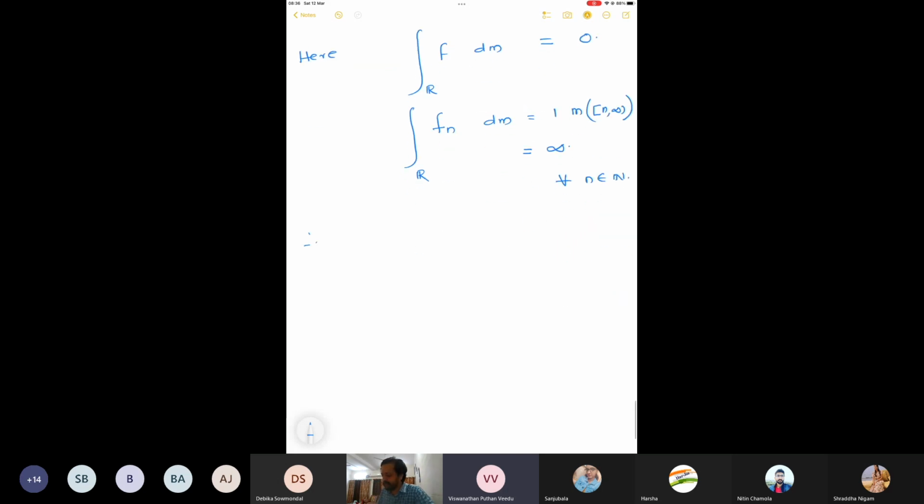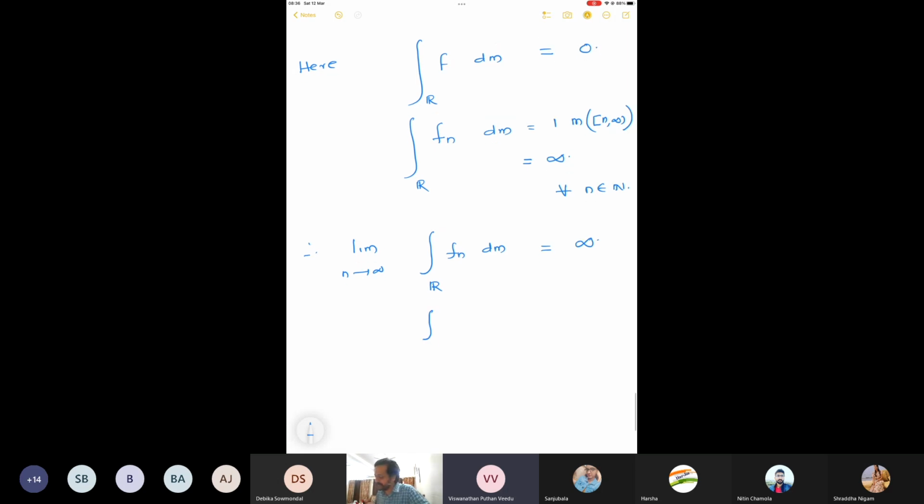Therefore, limit n tending to infinity of integral fn dm would be equal to what? Infinity. We are in the extended real numbers, so we can talk about the limit being infinity. In fact, it diverges. But integral over R of f dm is 0. You cannot interchange limit and integration here.